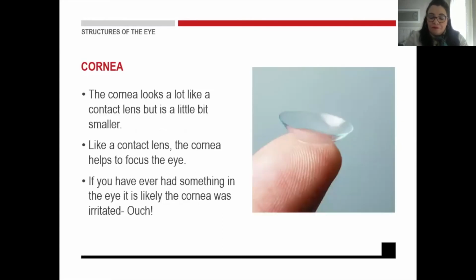If you've seen a contact lens, you can think of the cornea basically as the shape of a contact lens. It is round, it's spherical, and you can see through it. So that is the cornea in the front of the eye. And we use the cornea to help us focus our vision. So it plays a very big role in the focus mechanism of the eyes. Okay, good.